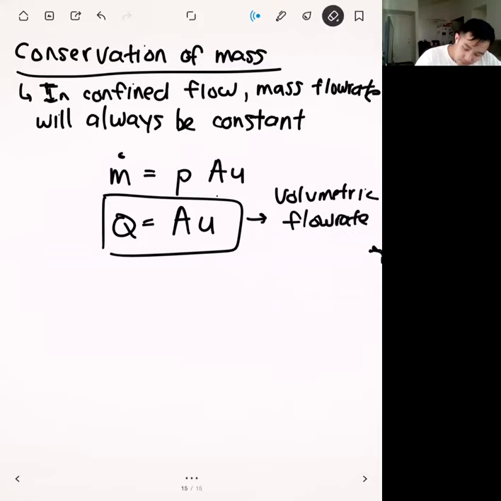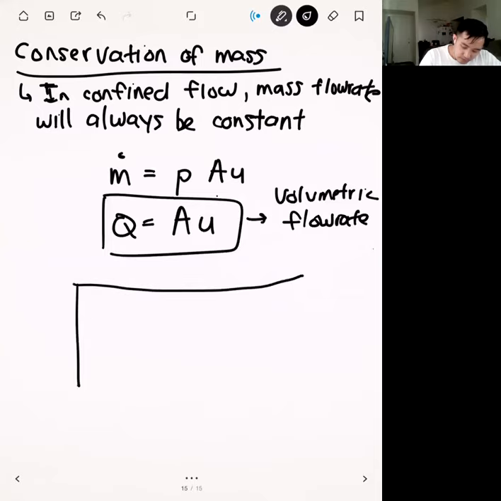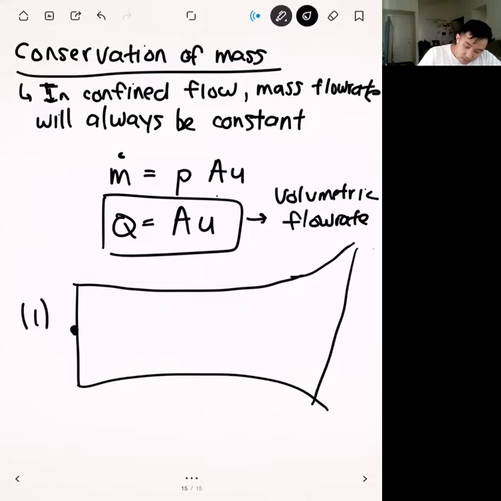Okay. And so the way that you use this in practice is kind of the same way that you apply Bernoulli. You take two locations in the flow. So let's say that we have something like this, just a simple diffuser. And so we have two locations here, point 1 and point 2.